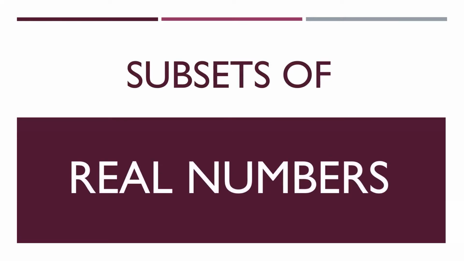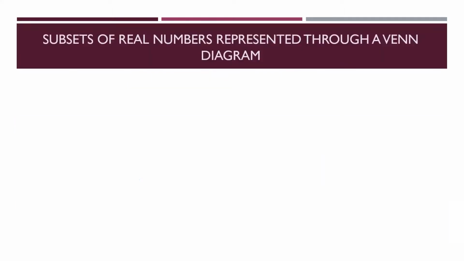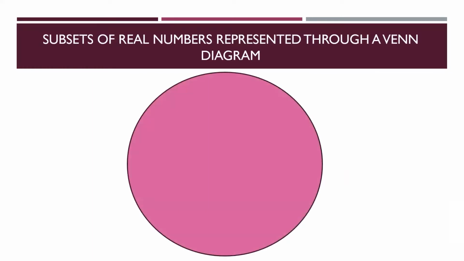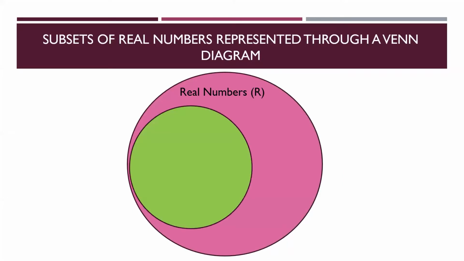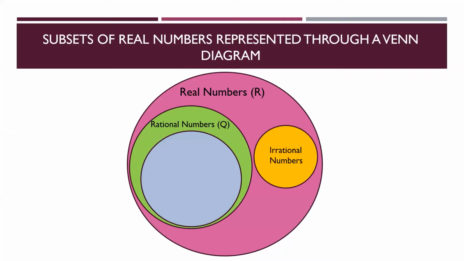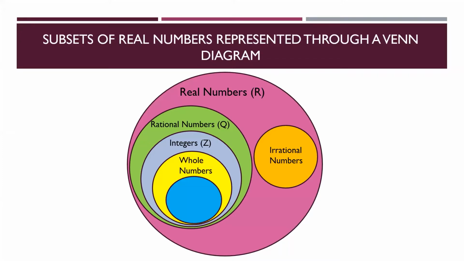So what are the different subsets of real numbers? Let us look at the Venn diagram representing the subsets of real numbers. We have here the real numbers, and inside the real numbers, we have the rational numbers, and also irrational numbers. Under rational numbers, we have the integers. Under the integers, we have the whole numbers. And under the whole numbers, we also have the natural numbers.